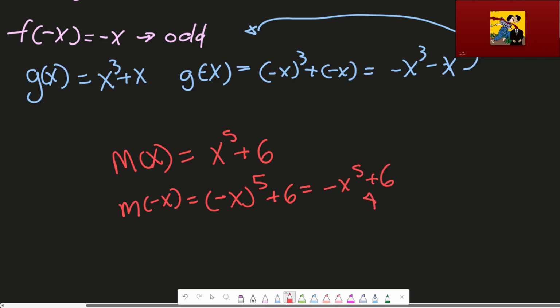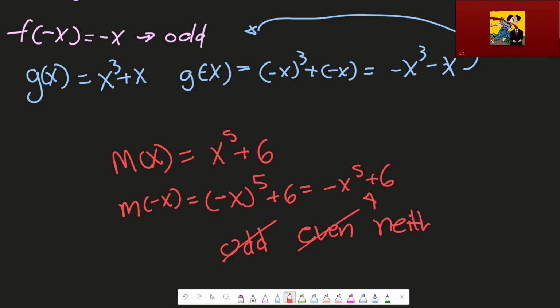But the 6 doesn't change its sign, and that means it can't be odd. And we see here that x to the 5th did have its sign change, so it can't be even. So then that leaves it with neither, and that's something you want to keep in mind when looking at these kind of questions. That's about it when it comes to odd and even functions. I hope you enjoyed this one.